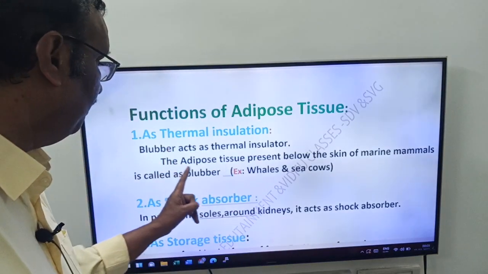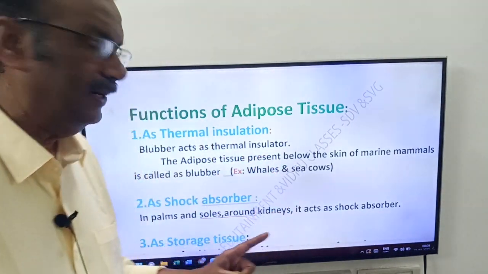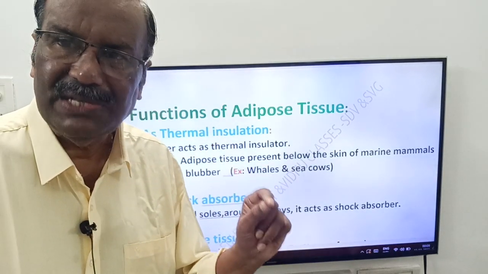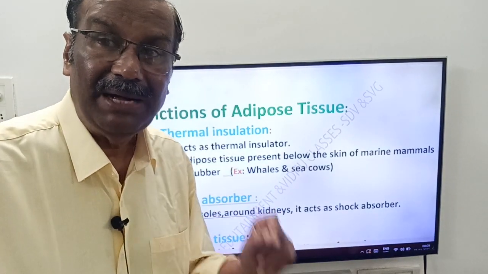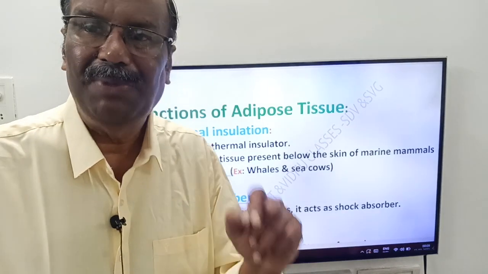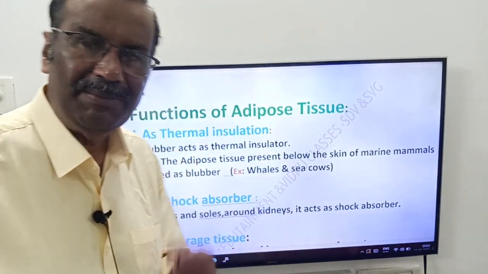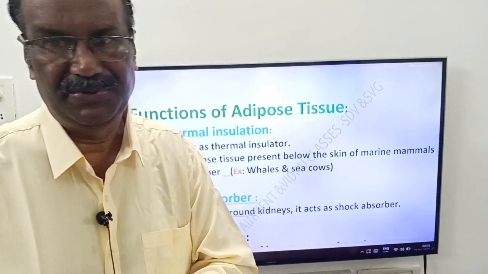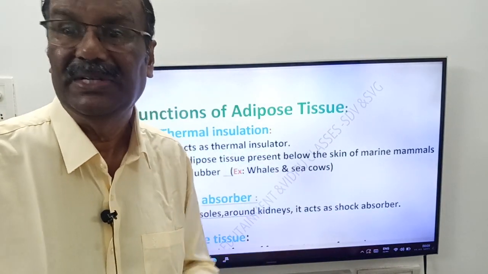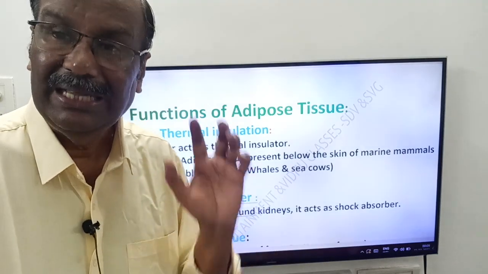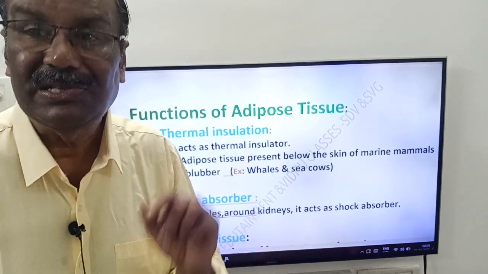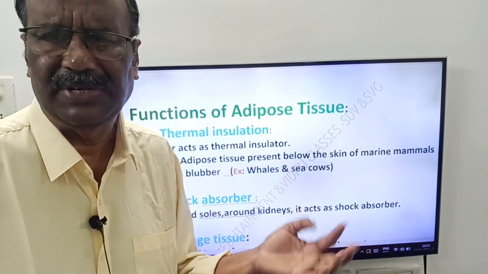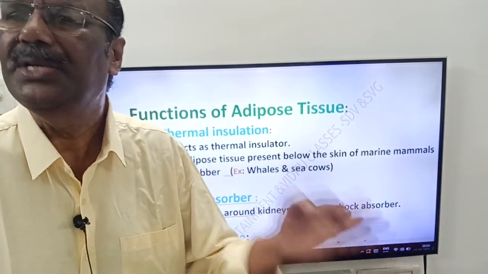Once again friends, blubber acts as thermal insulator. The adipose tissue present below the skin of marine mammals is called blubber. What are marine mammals, friends? Whale and sea cows. These two are marine mammals. They have blubber. What is blubber? They have adipose tissue below their skin. What is its function? It acts as thermal insulator. It has so many functions, but here you have to remember it acts as thermal insulator.